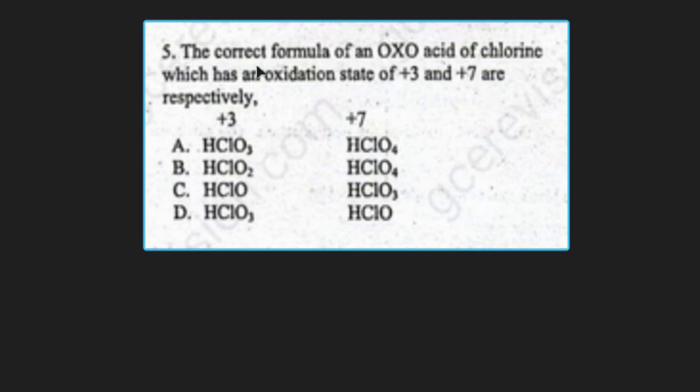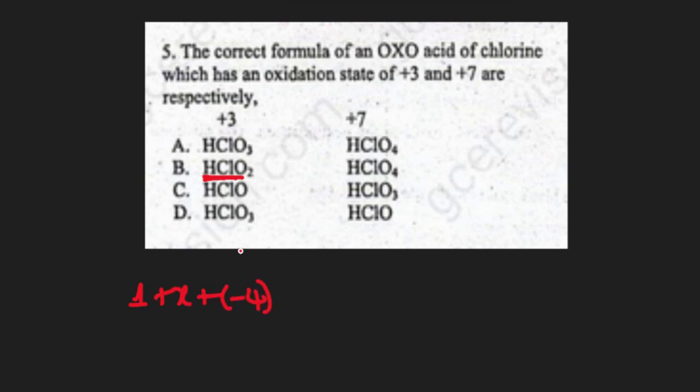Question 5. The correct formula of an oxo acid of chlorine, which has an oxidation state of +3 and +7, are respectively. So by observation from B, if I look at this oxo acid and I calculate the oxidation state of chlorine, I can call chlorine X, and hydrogen is 1, oxygen atoms are 2, and the valency of oxygen is -2. So we're going to have 1 plus X plus -4, since there are 2 oxygen atoms, equal to 0, since the overall charge is 0. Making X such that the oxidation state will be +3.